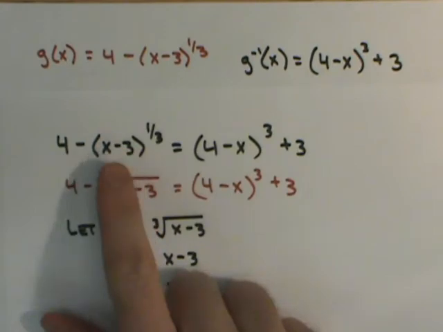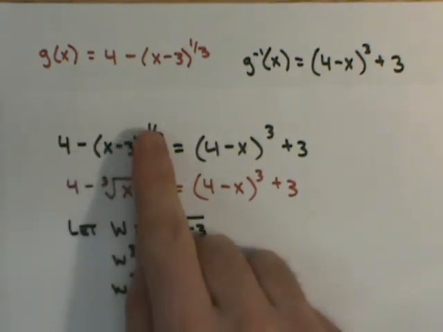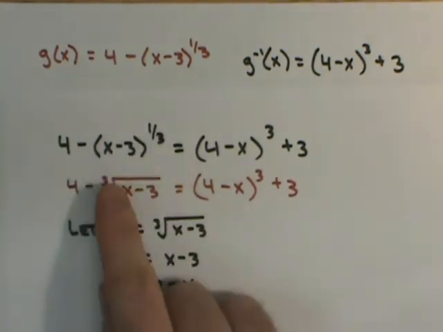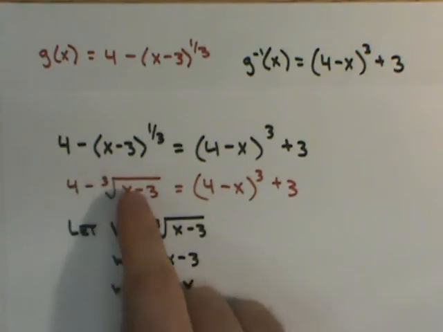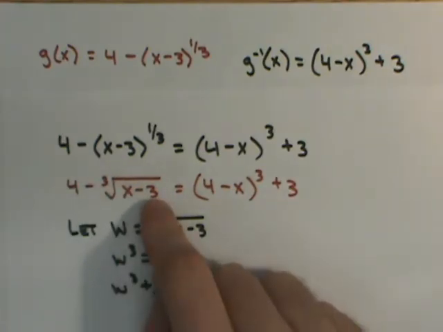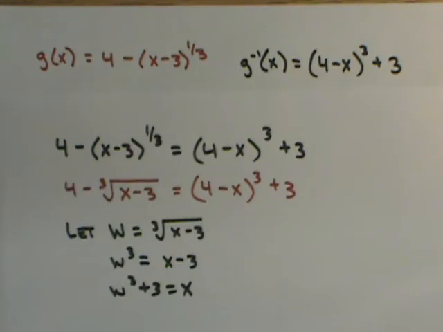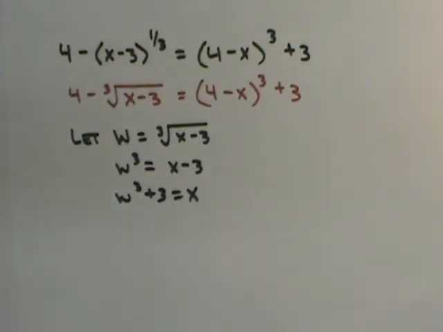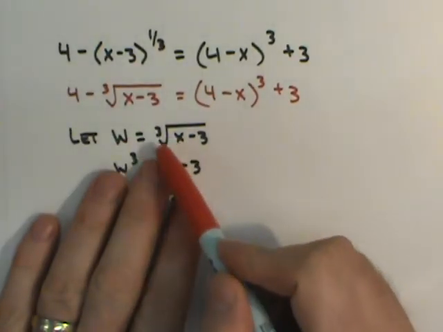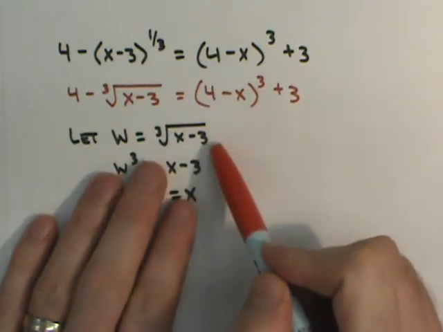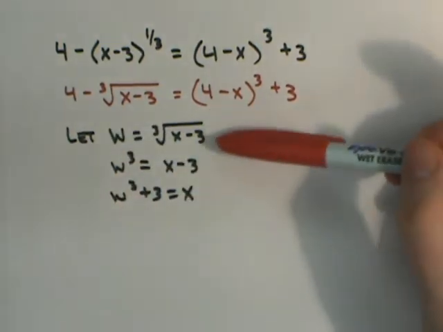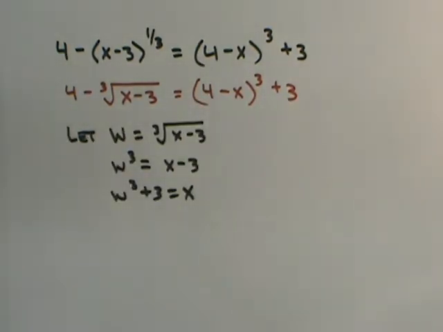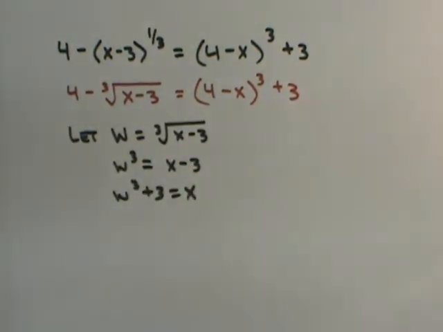Now when I have that, the next thing I did was take this exponent of 1/3 and write it in its radical form. It's the cubed root of x minus 3. We had talked about doing substitutions earlier, and so what I did in this problem was say, let w equal the cubed root of x minus 3. At this point you may be asking, why would you do that? Why couldn't I just solve this? Well, I want to show the work. I want to show that there is a method for solving this.